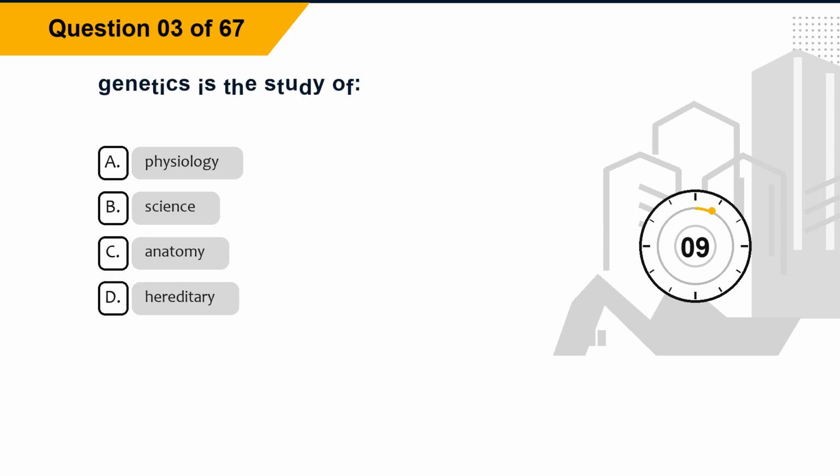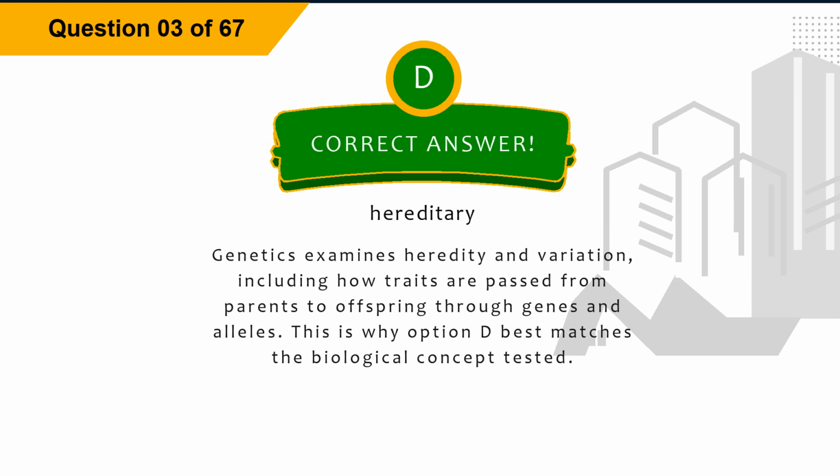Question 3. Genetics is the study of Option A, physiology. Option B, science. Option C, anatomy. Option D, hereditary. The correct answer is Option D, hereditary. Explanation. Genetics examines heredity and variation, including how traits are passed from parents to offspring through genes and alleles. This is why Option D best matches the biological concept tested.